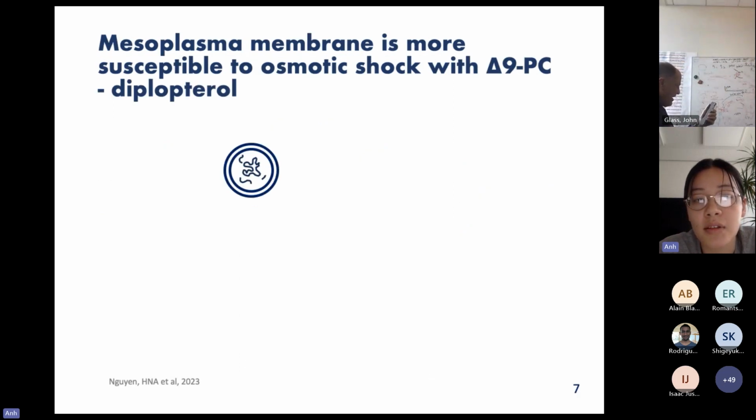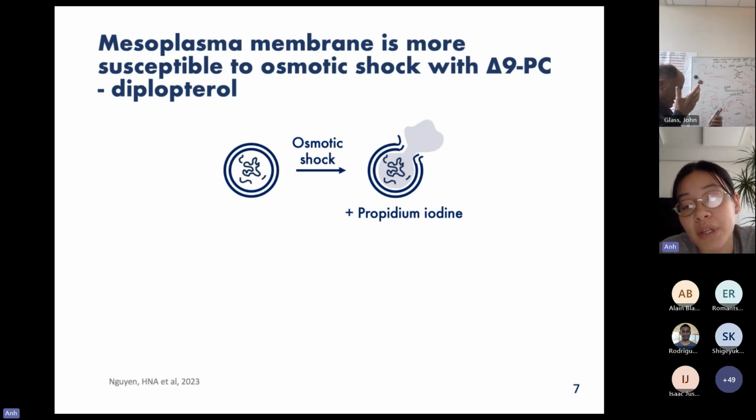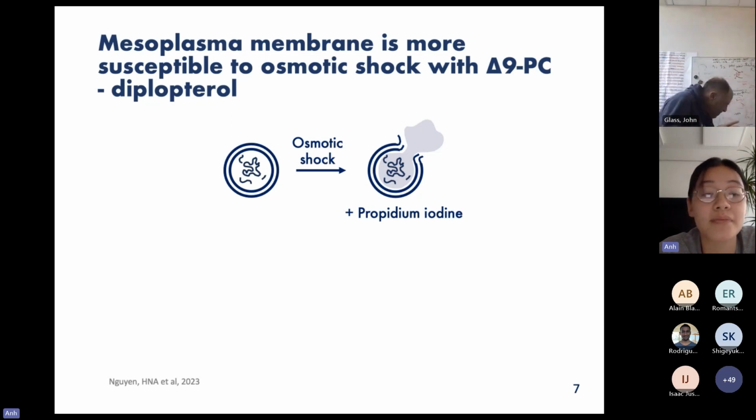As Isaac also introduced, we want to test the membrane robustness through an osmotic shock assay, where basically you apply hypoosmotic shock to see cell popping, and you stain it with propidium iodide. It's a DNA stain to see how much of the cell membrane has been compromised.